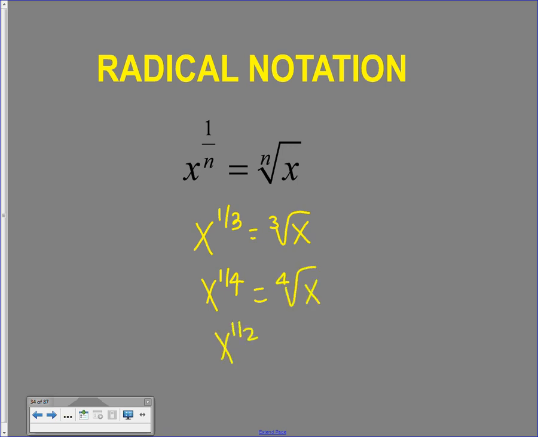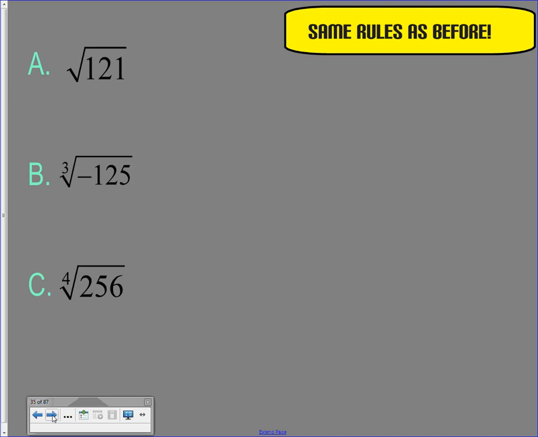X to the 1/2 would be the square root of x, okay? So the only one that's a little different is the x to the 1/2. If there's no number out here, you can imply that that is a 2. Otherwise, any other number, 1 over n to the nth root on the outside. So those power sheets that you had last semester, all those ones that were memorized, don't need to be memorized, but you will do better if you have them a little bit quicker in your memory.